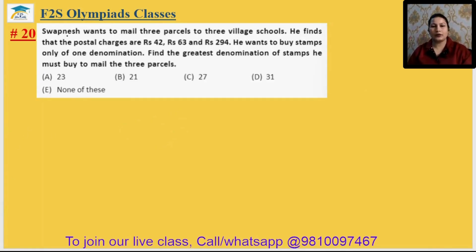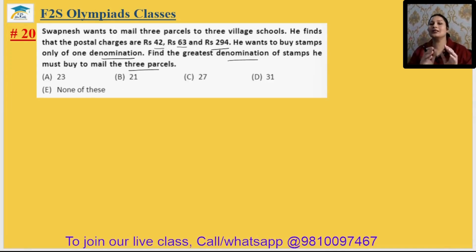Question number 20. Swapnesh wants to mail 3 parcels to 3 village schools. He finds that postal charges are 42, 63 and 294. He wants to buy stamps of only one denomination. Find the greatest denomination of stamp he must buy to mail 3 parcels.